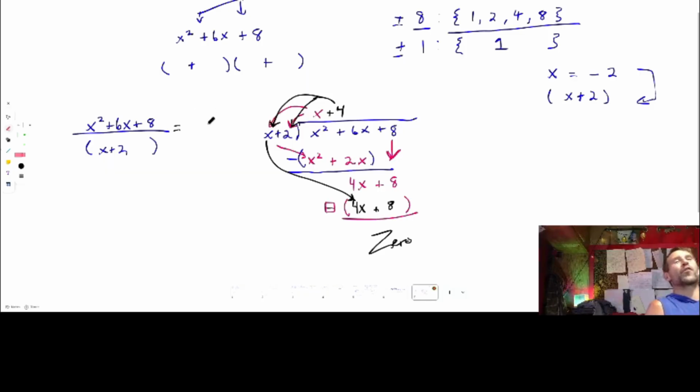So the beautiful thing about this is you pick up the other factor. You only need to guess one. You don't have to do any method to get it. So then that means your factored form is x plus 2 times x plus 4. See, you're amazing. You did it. Let's do another one.